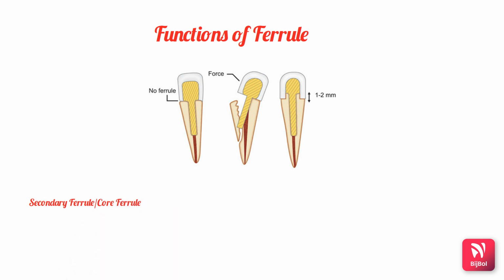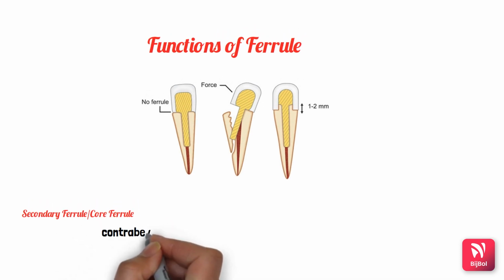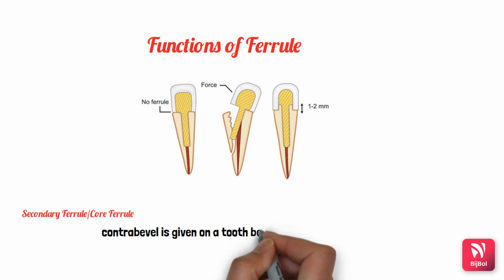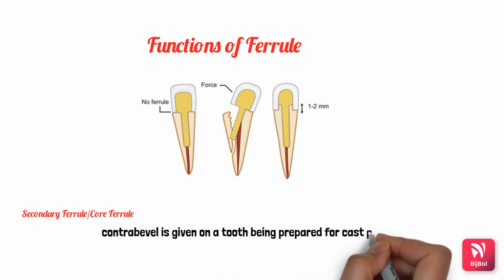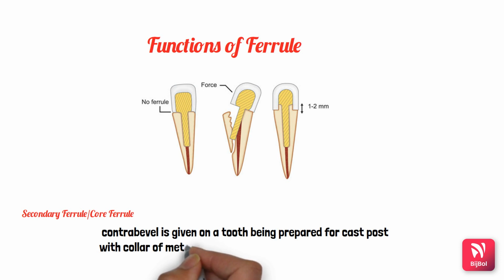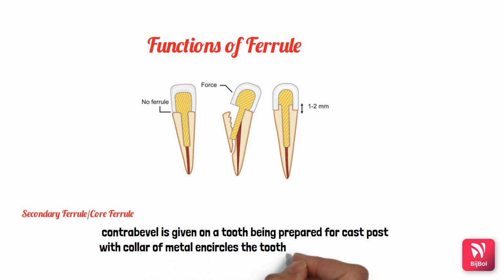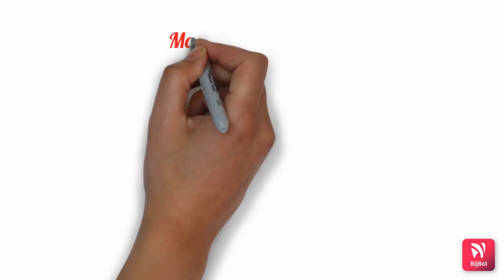What is a core ferrule? It is nothing but the contra bevel given on the prepared tooth for the cast post, with a collar of metal which encircles the tooth. It is independent of the ferrule given by the cast crowns.